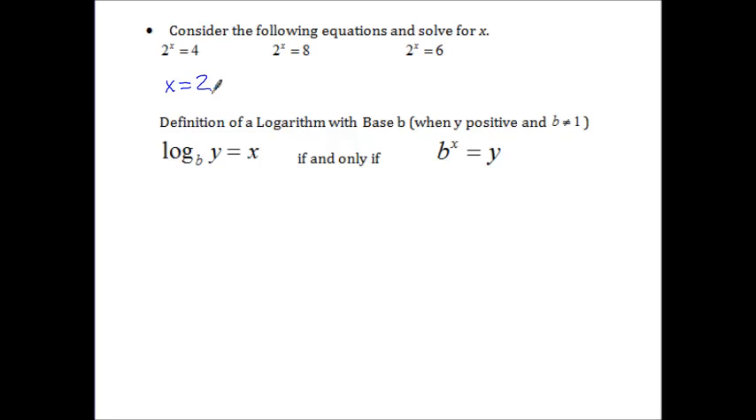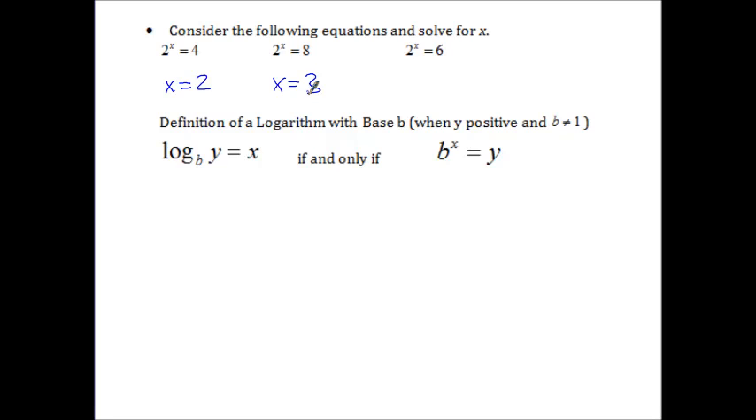2 to the power of x is equal to 8. What exponent does 2 have to be raised to? How many times does it have to be multiplied by itself in order to give us 8? Here we also fairly quickly find out that the answer is 3.